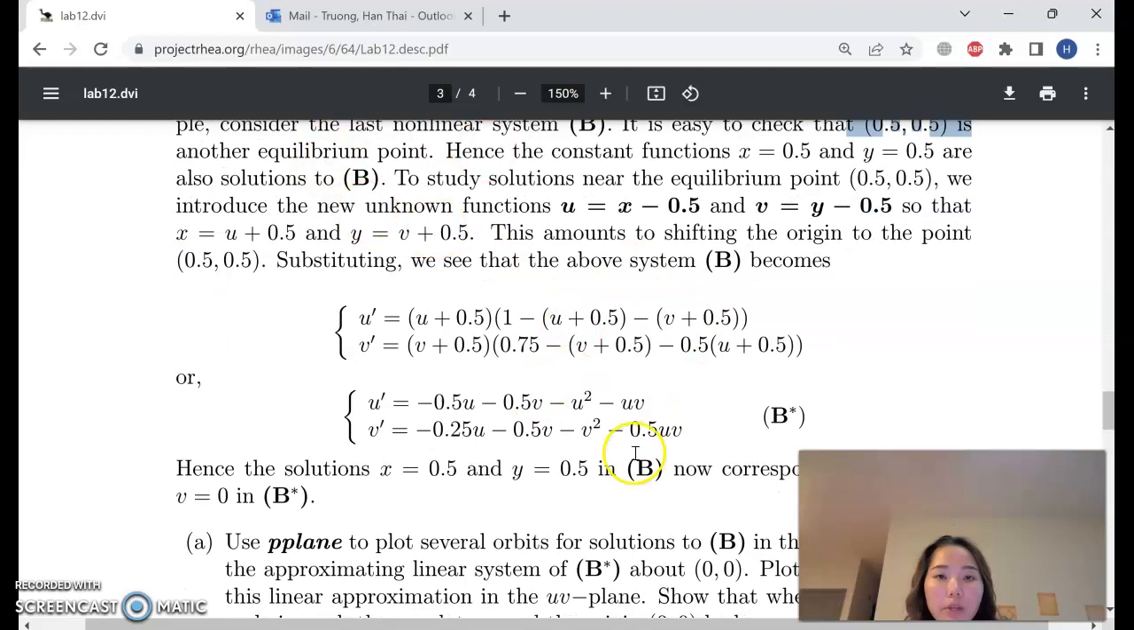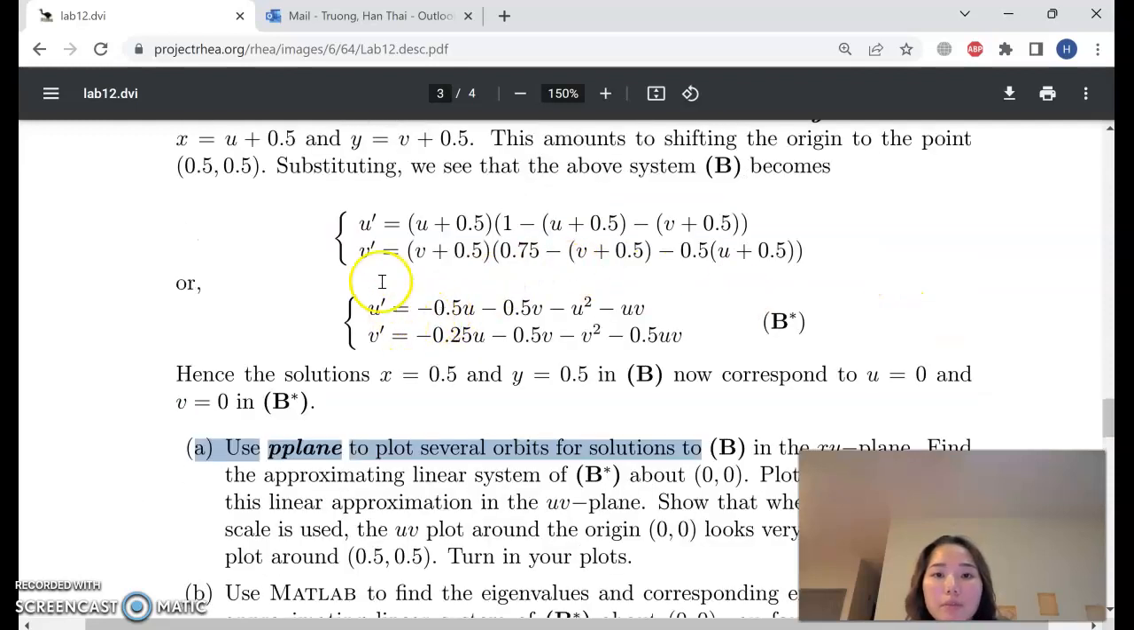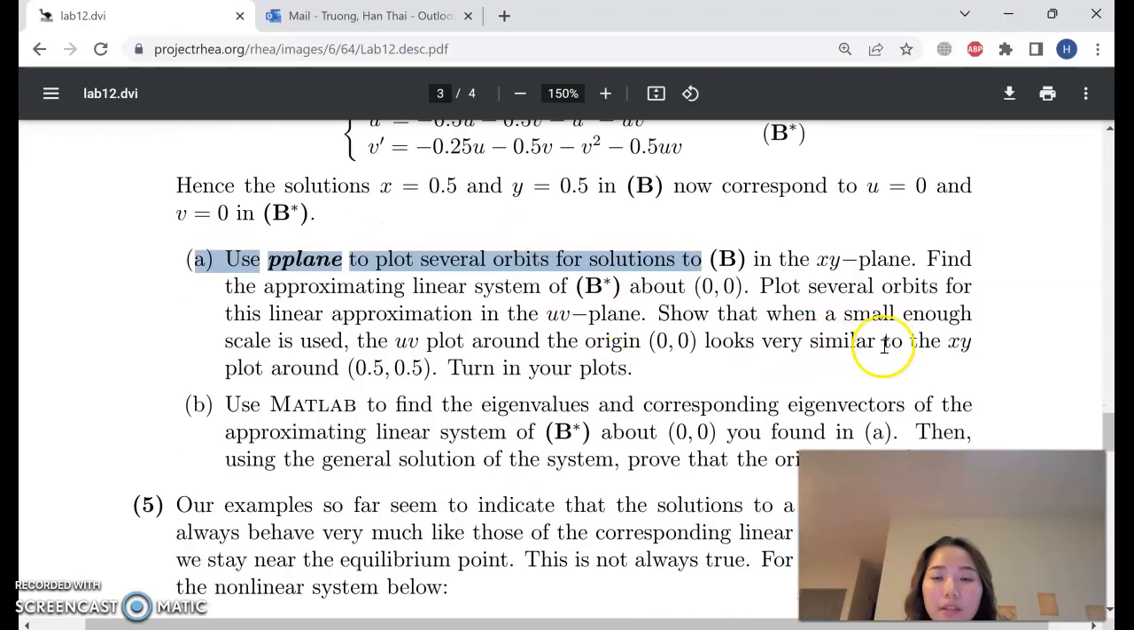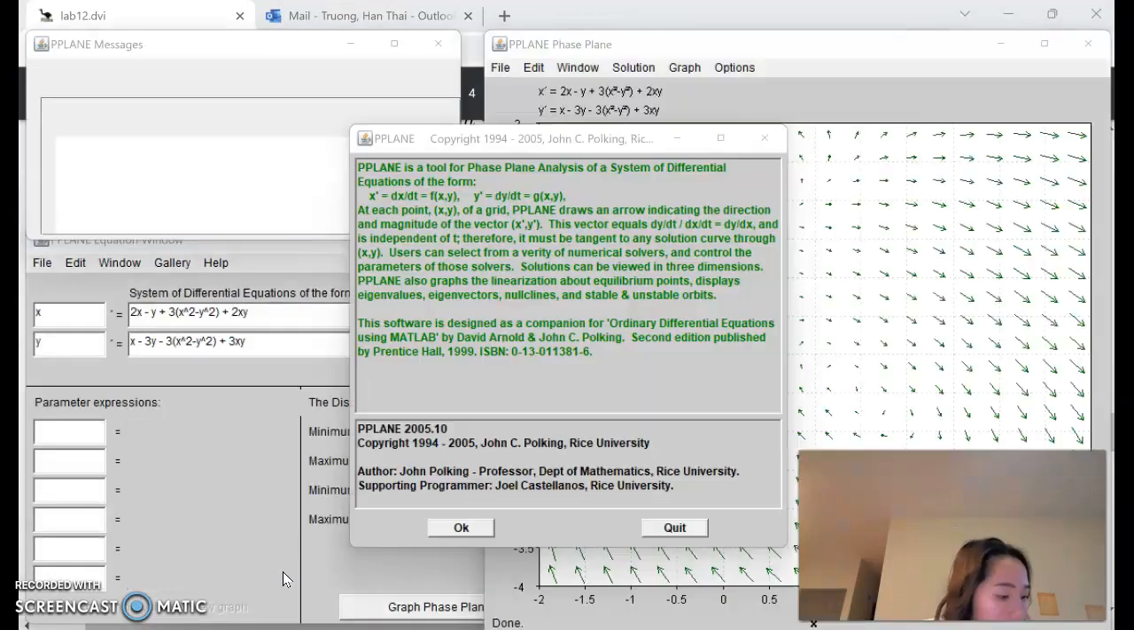You can read through this, but for part A, we're going to use pplane to plot a few orbits to system B in the xy plane, and find the approximating linear system of B star about (0, 0). And we're going to turn in the plot. So I close up my pplane and open that up.